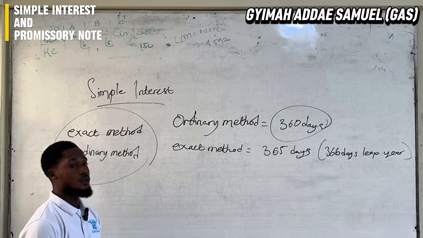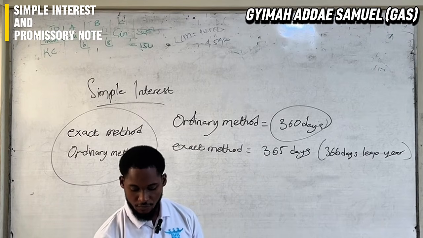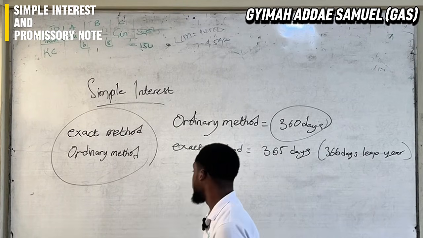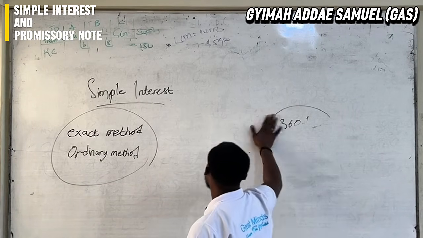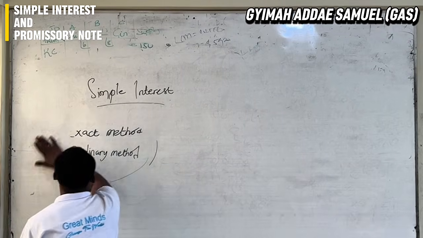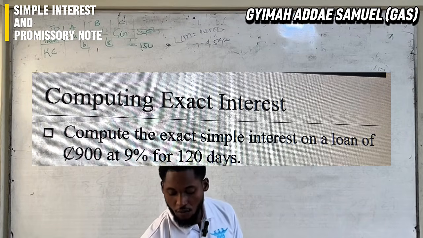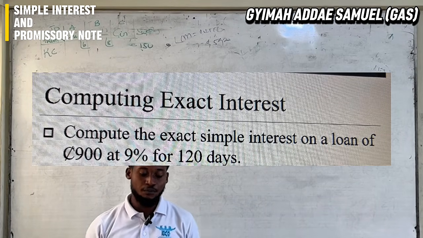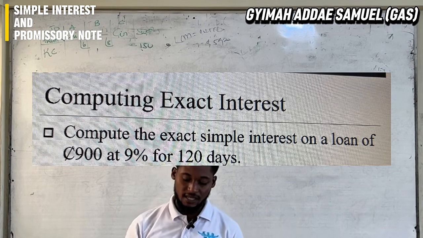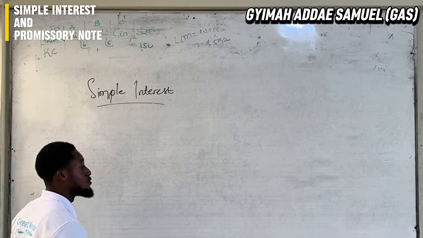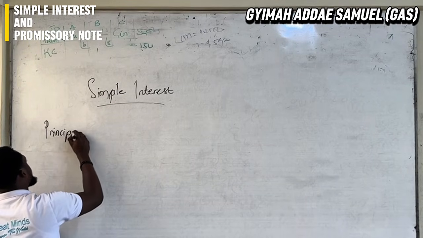So this is what we are talking about. So an example under the exact method: compute the simple exact interest on a loan of 900 Ghana cedis at 9% for 120 days. So as I always tell you, you compute your apparatus, you start with your principal, and the principal will always be given to you.